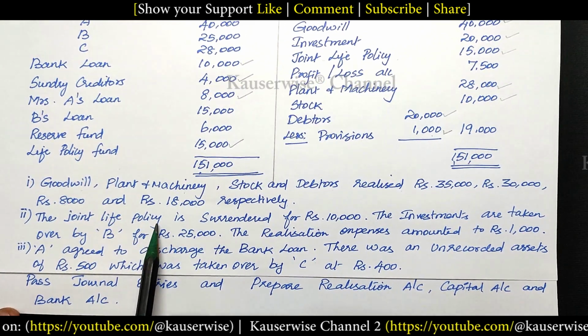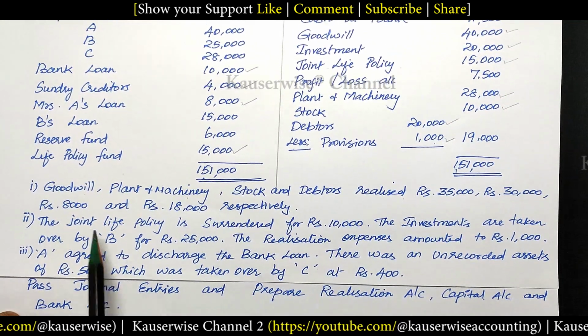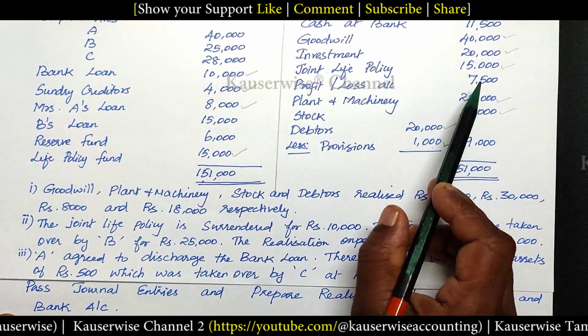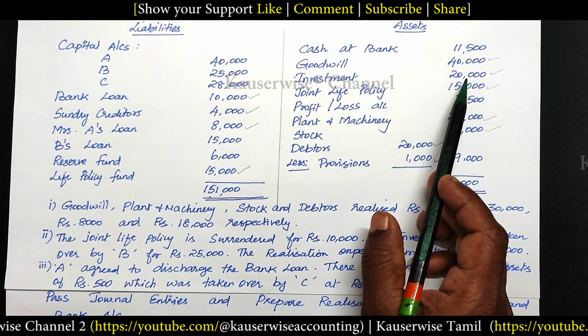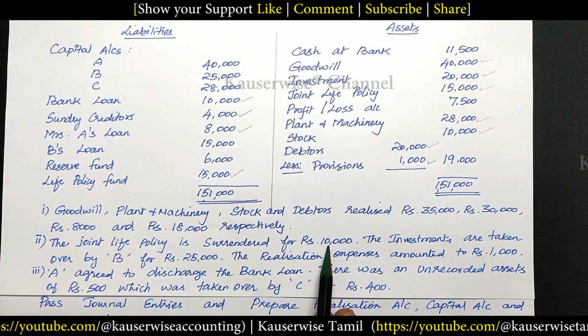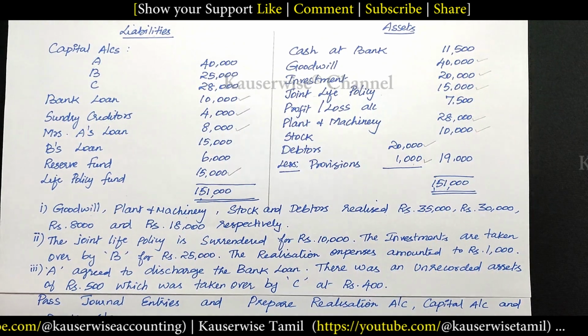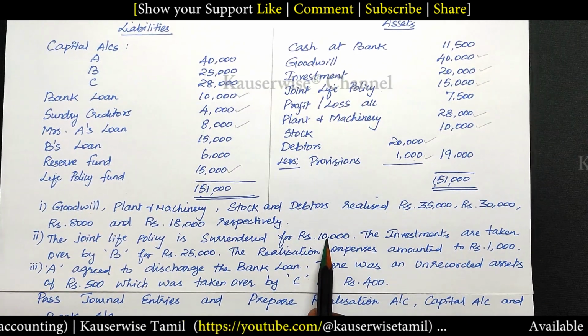The joint life policy is surrendered for rupees 10,000. So this is also one of the assets, that is a joint life policy 15,000. No, this particular asset is surrendered. Joint life policy is surrendered for 10,000. This is also inflow of cash. So what is the entry? Bank account debit to realization account.